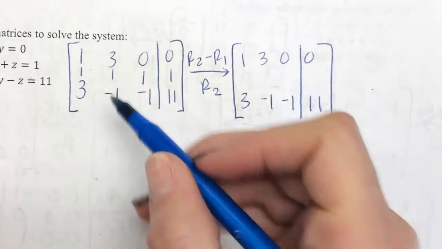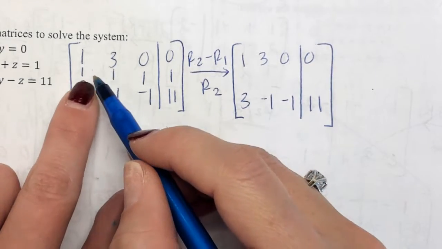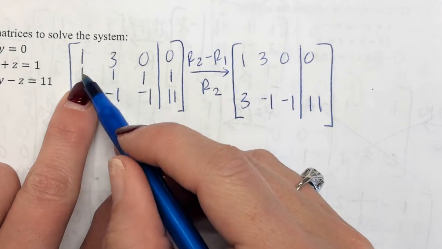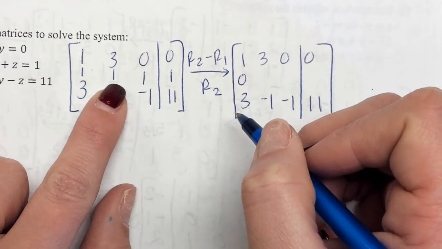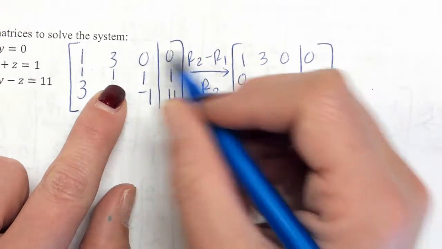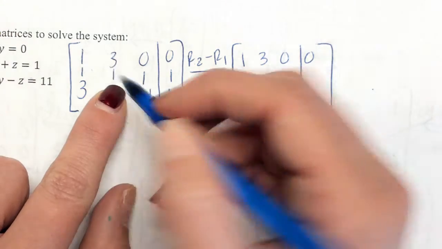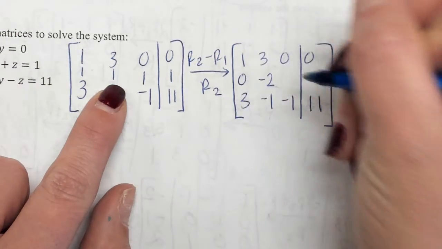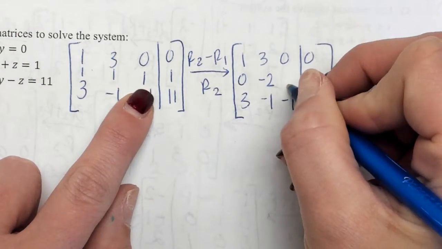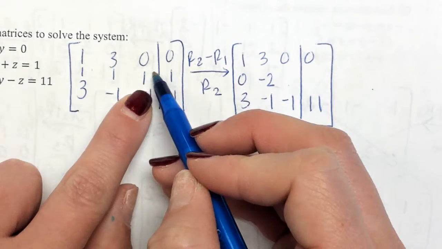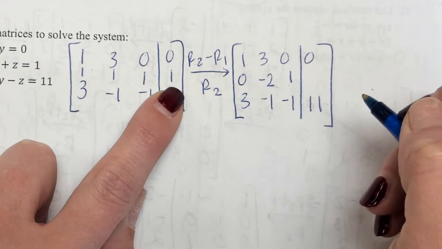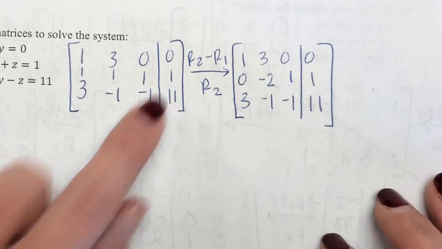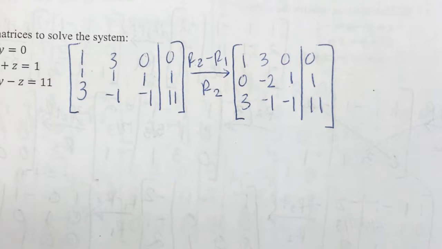Alright, row 2 minus row 1. So the first one will be what? 0. Good. Next one? Try again. Yes, because remember you're doing row 2, so 1 minus 3. That's -2. Next? Yes, you start with row 2, 1 minus 0. Next one? Good. Y'all stop me if you have questions.